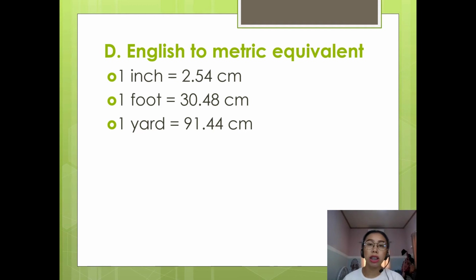English to metric equivalent. So we can convert the English system to metric system using the standard conversion. 1 inch is equivalent to 2.54 centimeters. 1 foot is equivalent to 30.48 centimeters. 1 yard is equivalent to 91.44 centimeters.